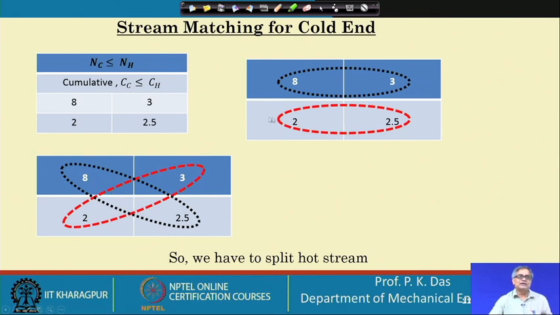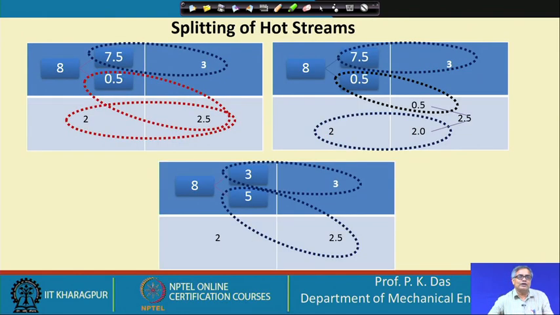In this match we are not getting a solution, but this gives a solution because the hot side is more than the cold side. If we switch over or just reverse it, then 2 and 3, 3 is the hot, more than 2, this gives us the solution, but 2.5 is less than 8, that does not give the solution. So, we have to split the hot stream, the number of hot streams has to be made more. So, let us see how we can do it.